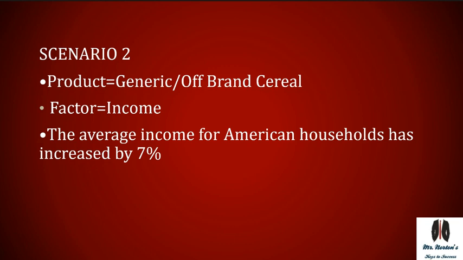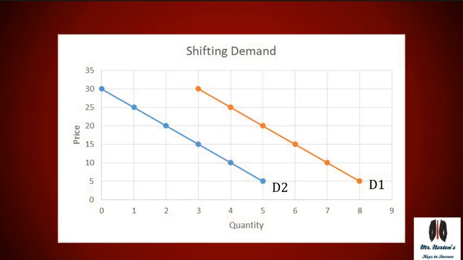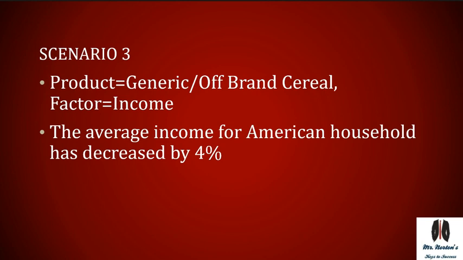So am I going to have an increase in demand for generic off-brand cereal, or am I going to have a decrease in demand? Well, if people have more money, chances are they're going to buy more of the normal goods, which means that inferior good is going to decrease in demand. And we can see on the right side we have our original demand curve, and our blue line is our new demand curve at D2, showing a decrease in quantity. All right, let's try the third one here.